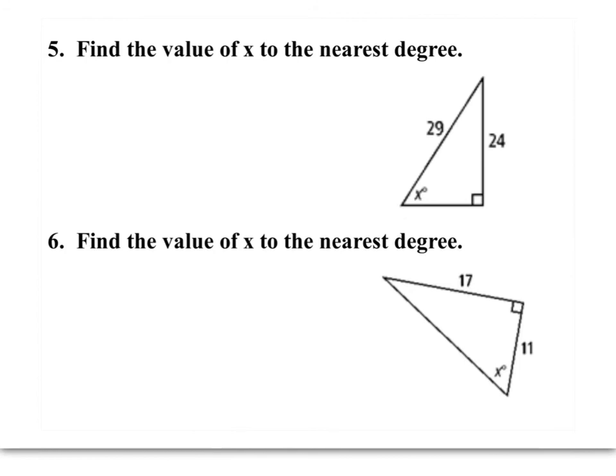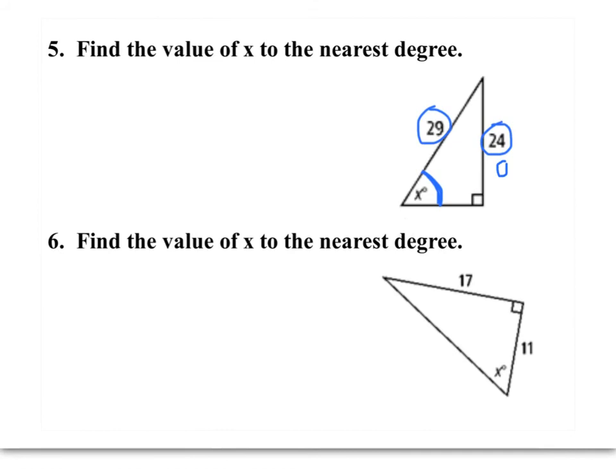I am going to start by identifying my reference angle, which in this case is my X. And I am going to label my sides according to that reference angle. Now my sides are 24 and 29. I notice that the 24 is on the right side of the triangle and my reference angle was on the left. Left versus right is an opposite relationship. So I know that my 24 represents the opposite side in my triangle.